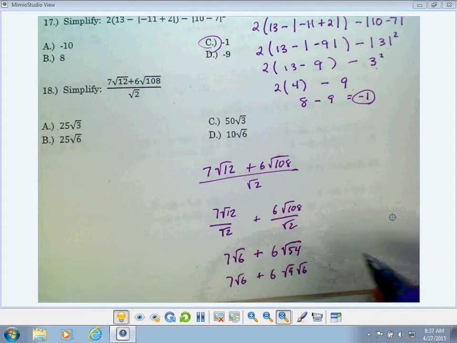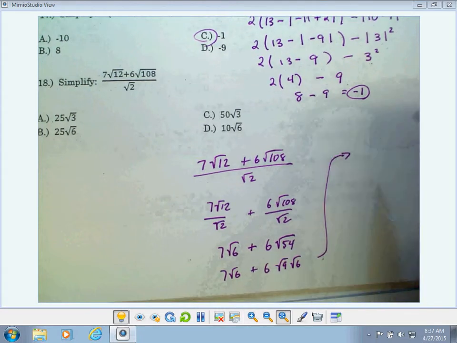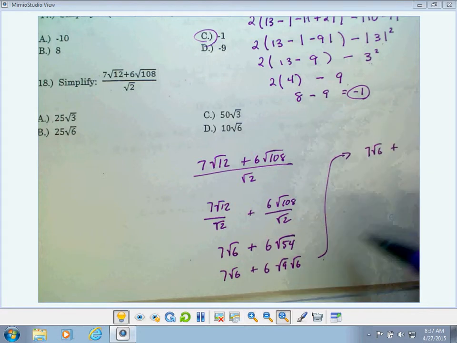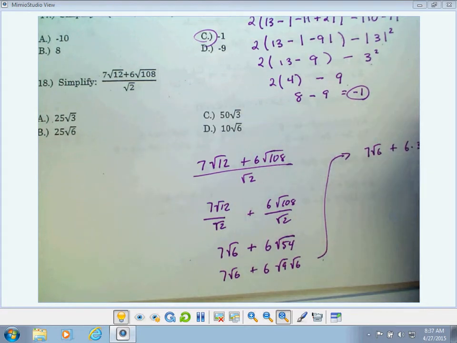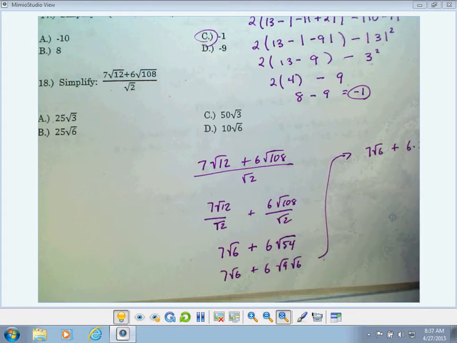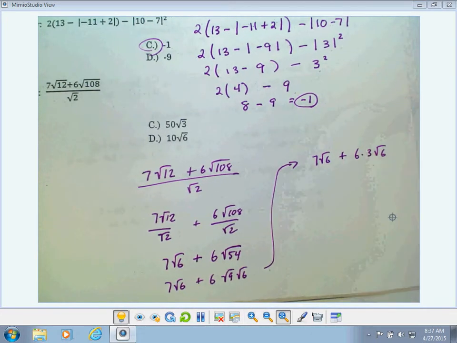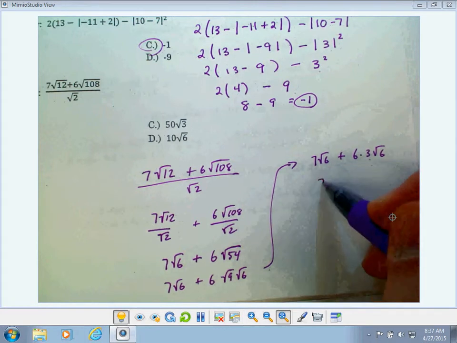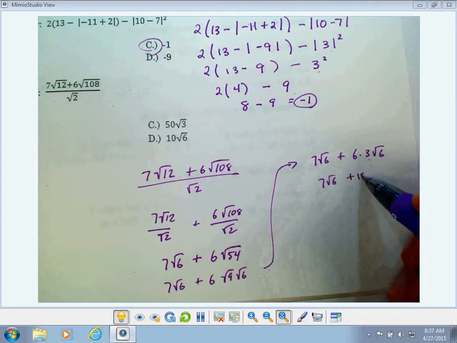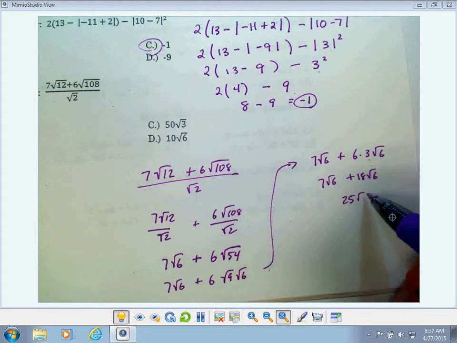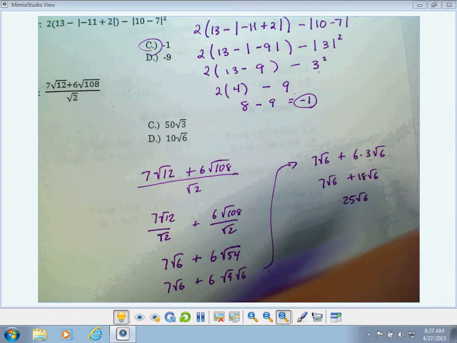So I'm going to come over here, sorry. 7 square root of 6 plus, okay, 6 times 3 square root of 6, because the square root of 9 is equal to 3. So what I really have is 7 square root of 6 plus 18 square root of 6. If I combine them together, I get 25 square root of 6. My answer is B.